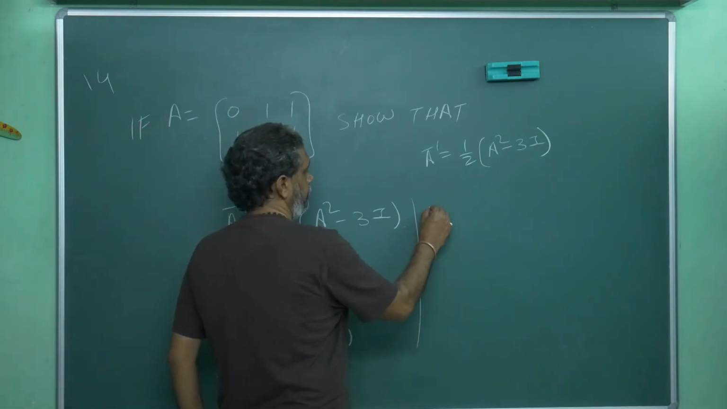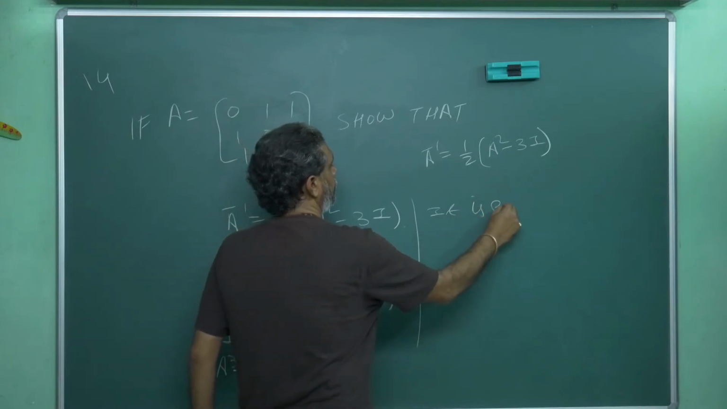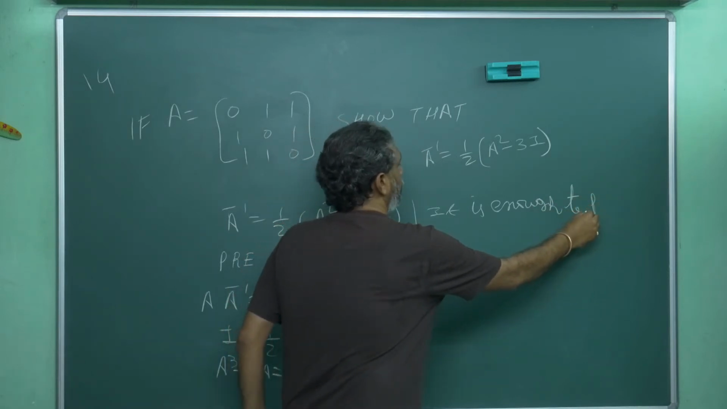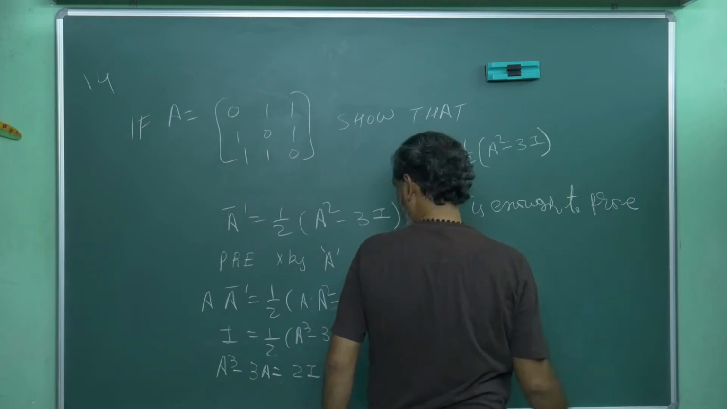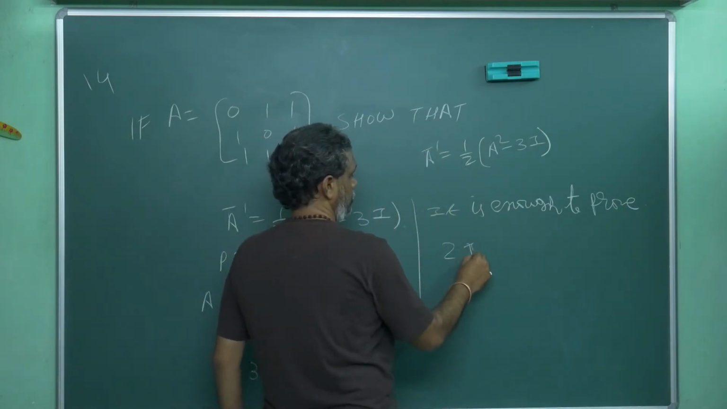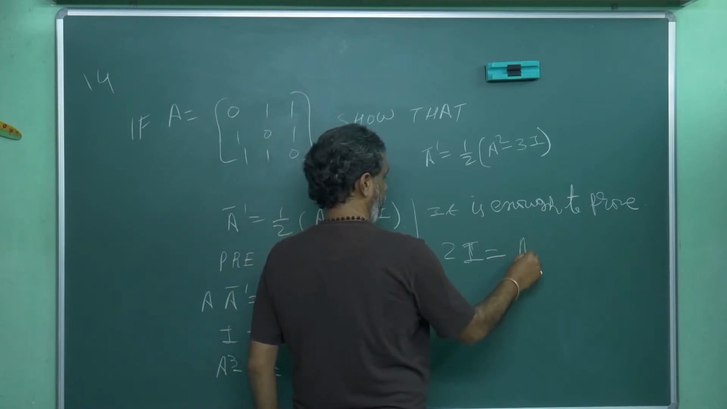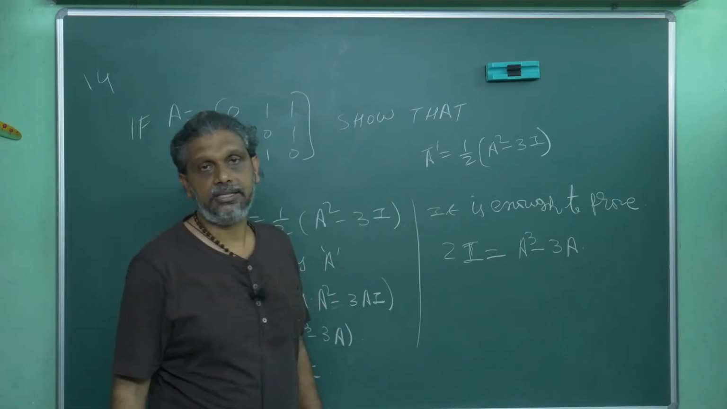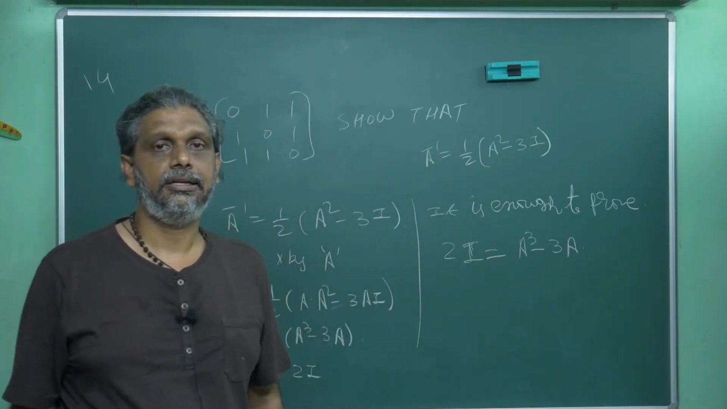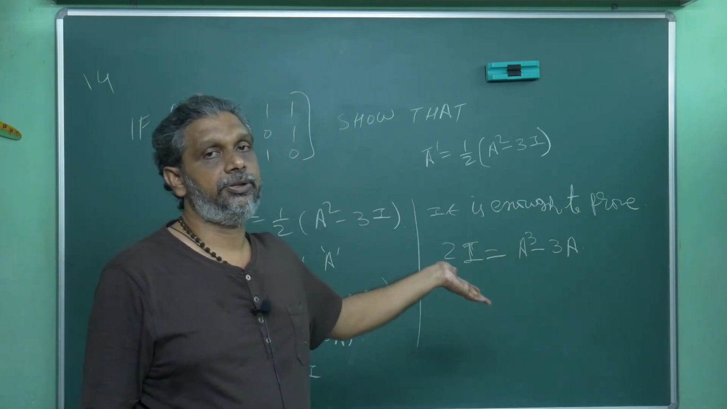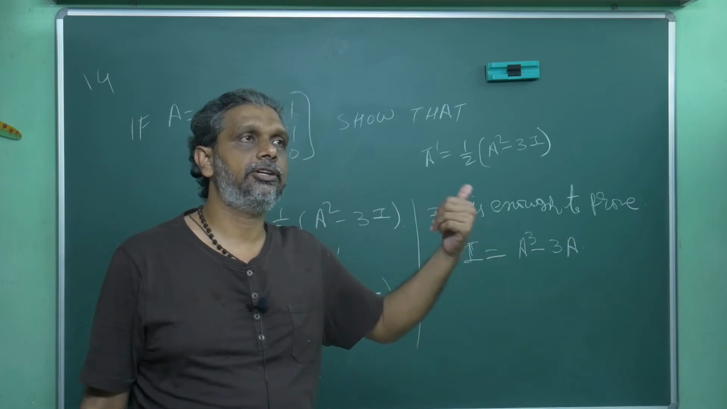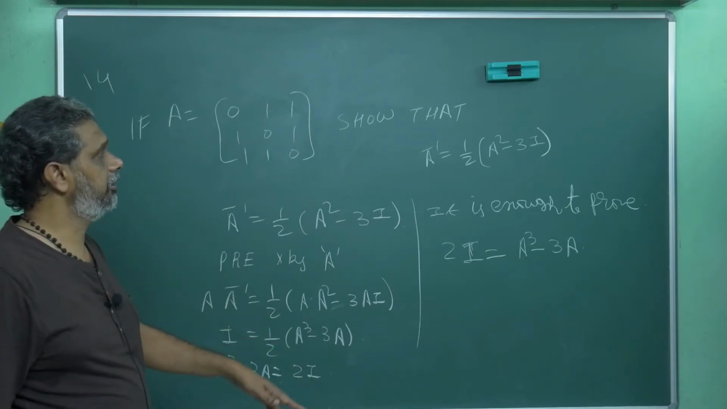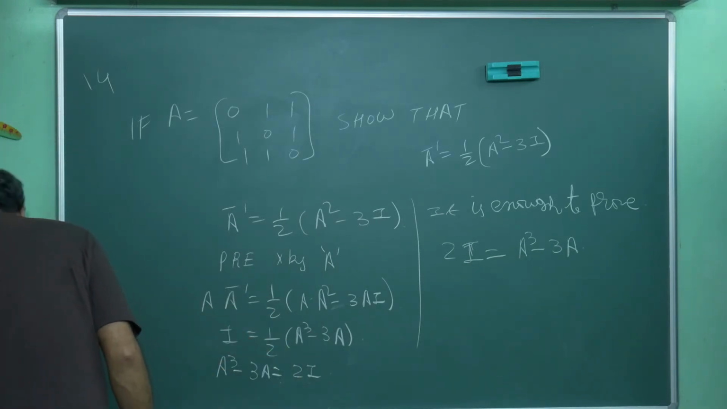So what will you write? It is enough to prove 2I is equal to A cube minus 3A. Now A is in my hand, no problem, I can attack nicely. Taking A into A I will get A square, then A square into A I will get A cube, and the job is over. So read this whole story first, then attack the problem. Don't go directly. This is how you will write.